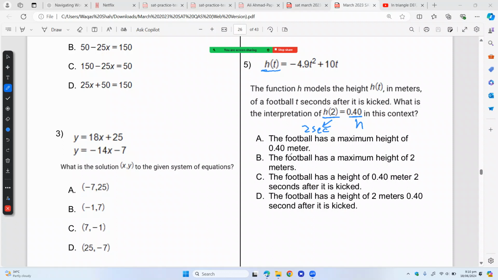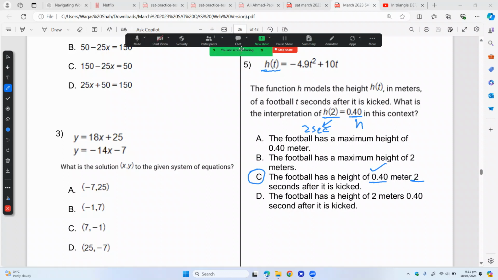You can see football has a maximum height of 0.4, it's not correct. Football has a maximum height of 2 meters, not correct. Football has a height of 0.4 meter 2 seconds after it is kicked, so this is fine. This is our correct option. 0.4 is the height, and 2 is the number of seconds after the ball is kicked. So C is the correct option.